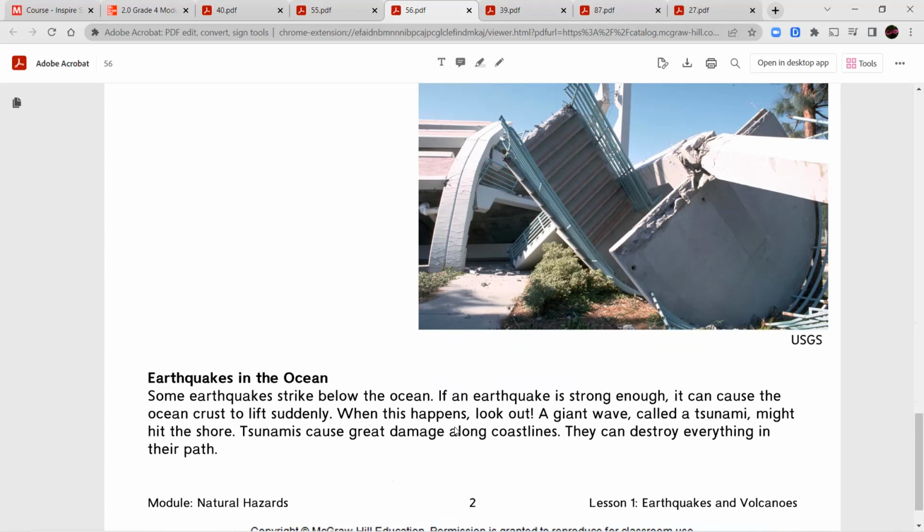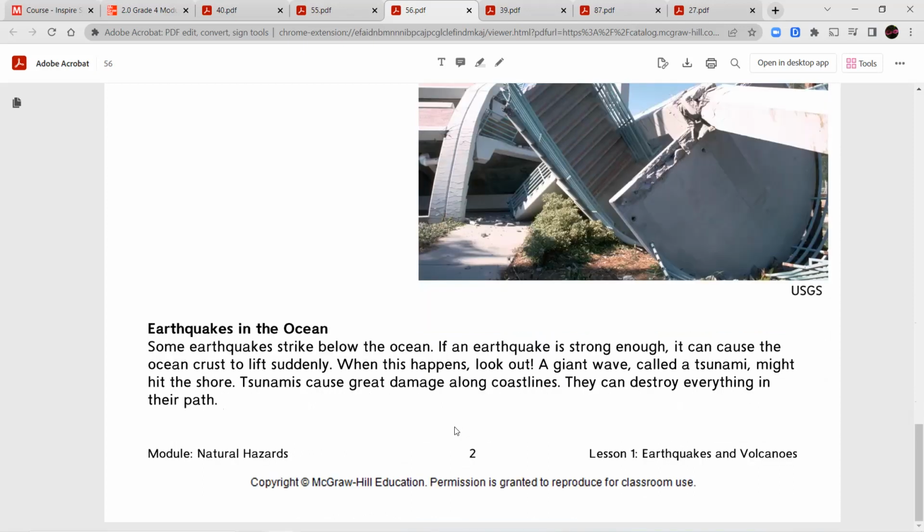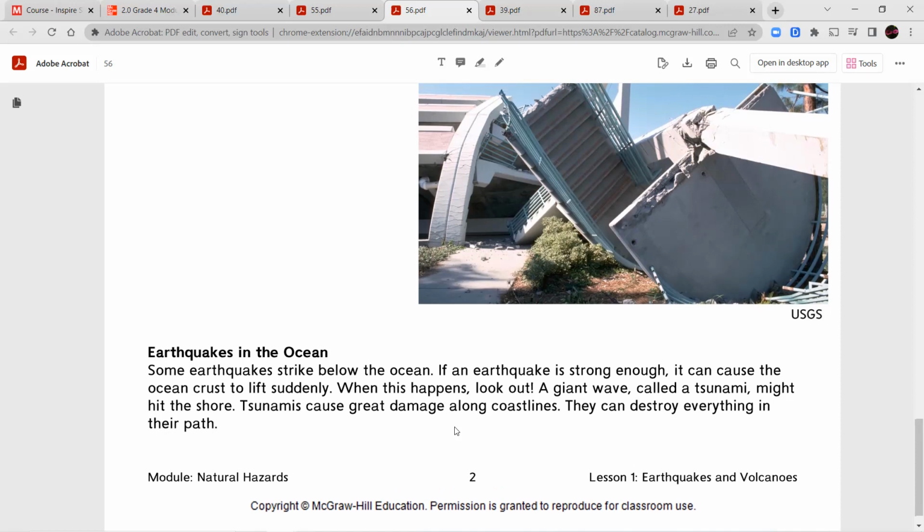Earthquakes in the ocean. Some earthquakes strike below the ocean. If an earthquake is strong enough, it can cause the ocean crust to lift suddenly. When this happens, look out. A giant wave called a tsunami might hit the shore. Tsunamis cause great damage along coastlines. They can destroy everything in their path.